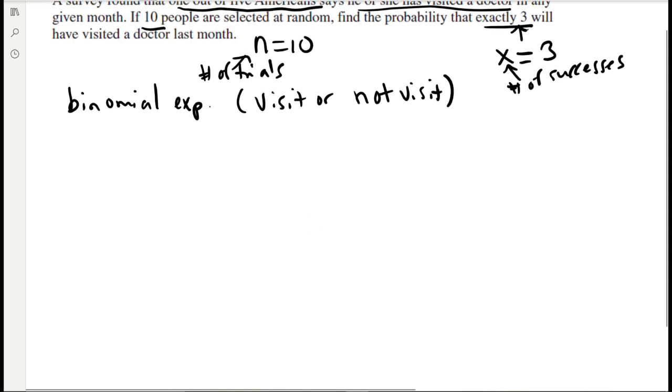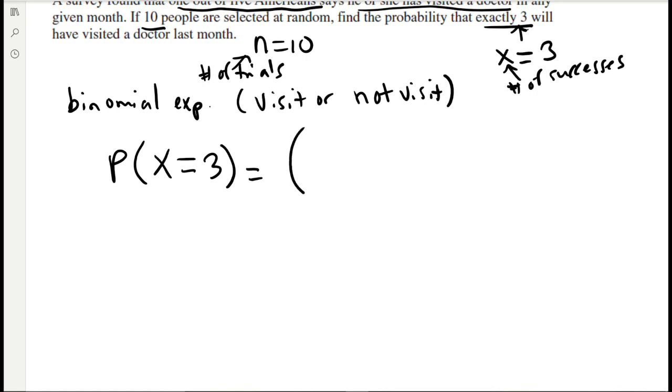Now that we know it's binomial, we can go ahead and calculate the probability that x is equal to 3. Remember that the formula was the combination. I'm going to write it out with the formula here. It's n choose x, so 10 choose 3. If you like to use the combination, you can write it like that, or you can write it using the parentheses symbol.